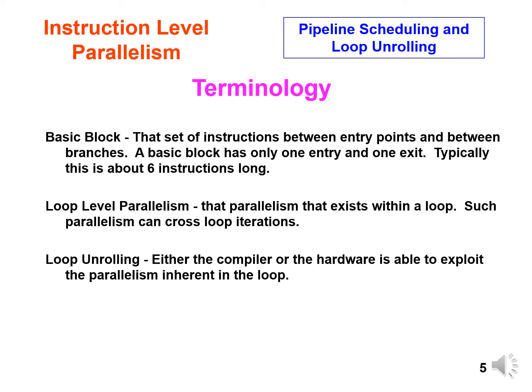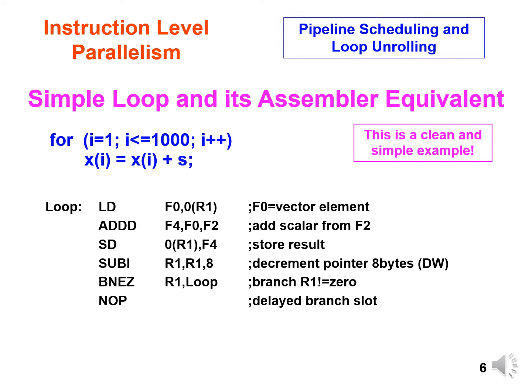Loop unrolling can be done either by the compiler or by the hardware, and both the compiler and the hardware are able to exploit the parallelism inherent in the loop, which means that we have to unroll the loop. Next we will see an example so that we can understand.